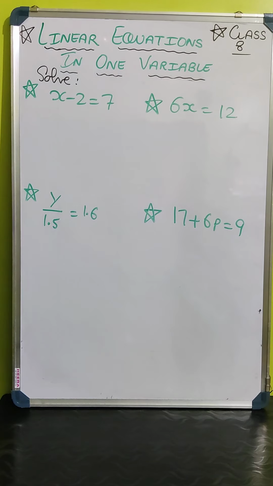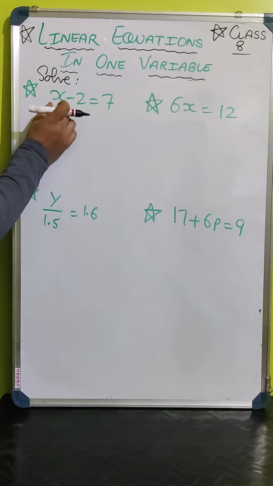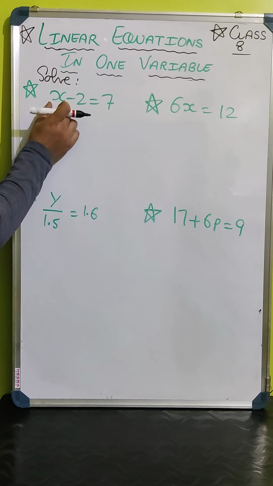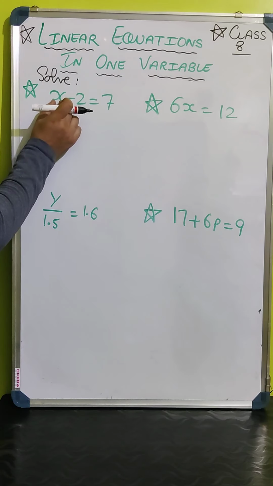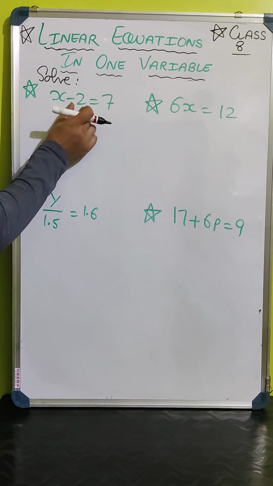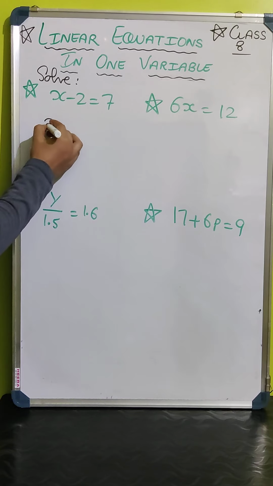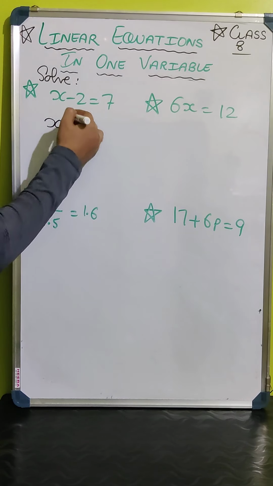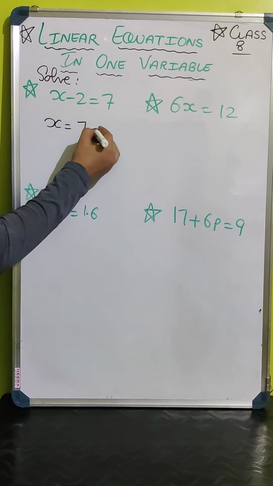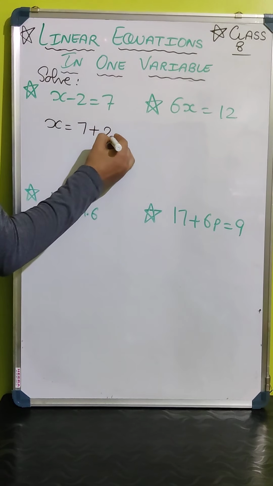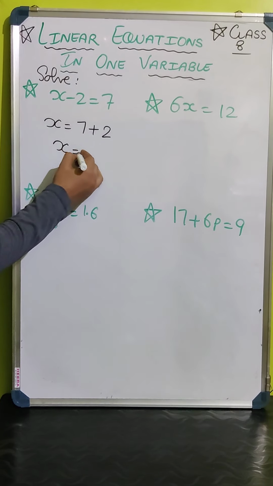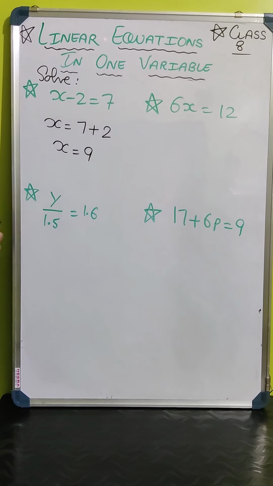Now x minus 2 equals 7. You have to find the value of x. Simple. Just come to the left hand side. What is the extra thing along with x? This is minus 2. So when this minus 2 goes to the right side, it will change its sign. It will be plus 2. The value of x will be 7 plus 2, that is 9 only.